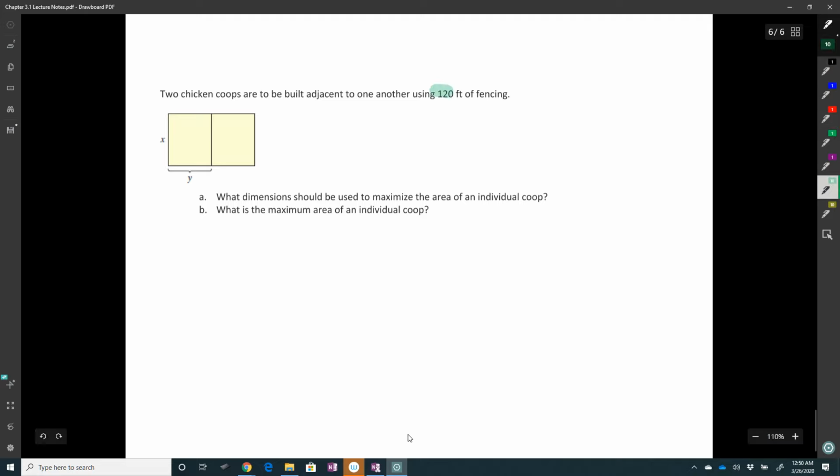So if this is X and this is Y, this has to be X also. This has to be X also. This has to be Y. This has to be Y. This has to be Y. Okay? So if I look at this, there's 120 feet of fencing. So how many X's do I have? So that's the total, basically the sum of all the lines. So the sum of all sides is 3x plus 4y, and I know that has to equal 120 feet. So that's a set equation.